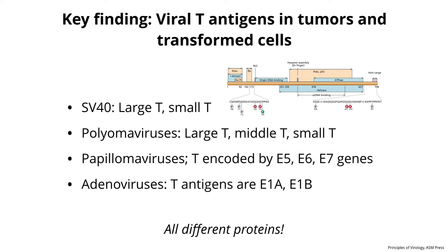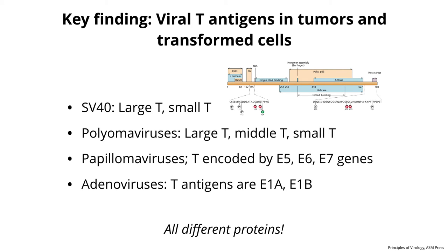So in SV40, we're talking about large T. There's also another one called small T, which we haven't talked about. And here is large T to remind you that this is a multifunctional protein that's a transcriptional activator and a binding of the origin of DNA. And now it's present in tumors as well. Polyomaviruses also have large, middle, and small T. Papillomaviruses, the ones causing the rabbit tumors, and also human papillomaviruses, now HPVs, they cause tumors in people. They also have T antigens encoded by genes called E5, E6, and E7. And in adenoviruses, the T antigens are encoded by the E1A and the E1B genes.